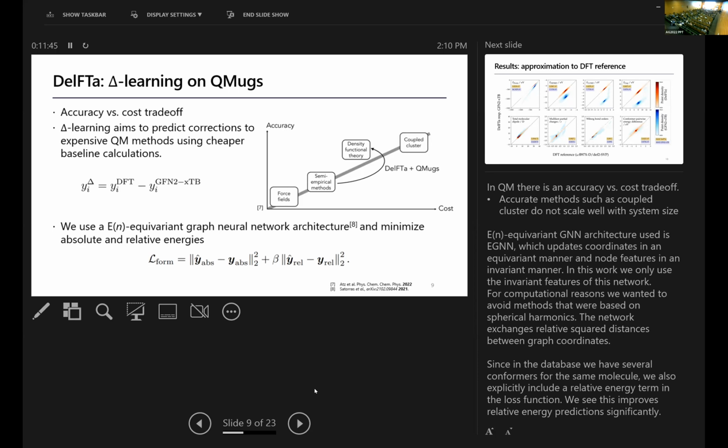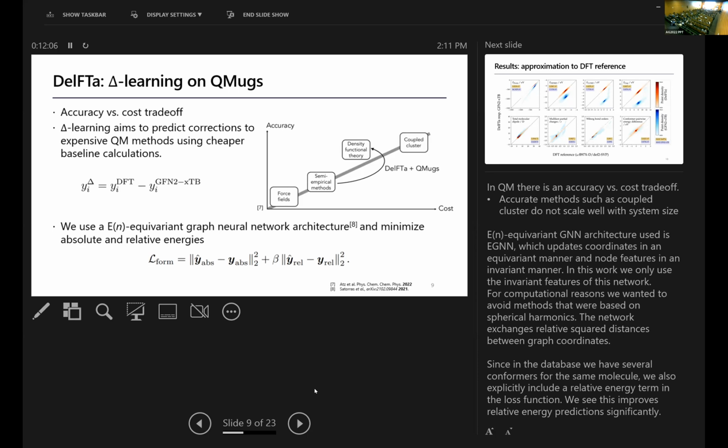It's from the lab of Max Welling. So this is an architecture that is equivariant in the coordinates, but invariant in the node features. For the sake of this work, we only cared about the invariance in the node features because we're only predicting scalar values.